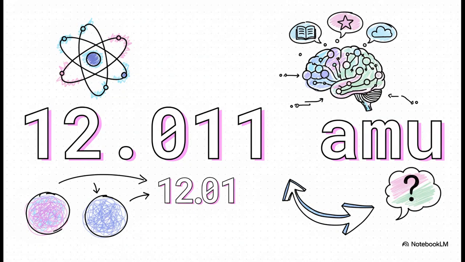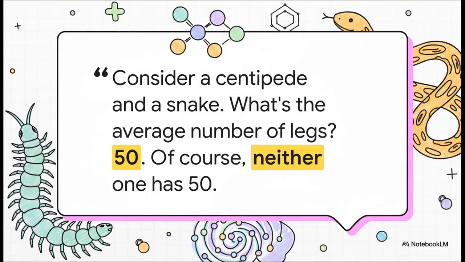So that number you see on the periodic table, it's not actually the weight of any one single atom. It's the weighted average of all the carbon isotopes, a number that reflects what you'd find in any typical sample. Our little puzzle is solved. I love this quote. It illustrates the concept perfectly. It's kind of a funny way to think about it, but it really makes the point, doesn't it? The average is a calculated representation. It doesn't mean any single thing in the group actually has that value.